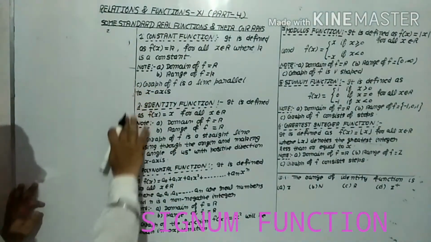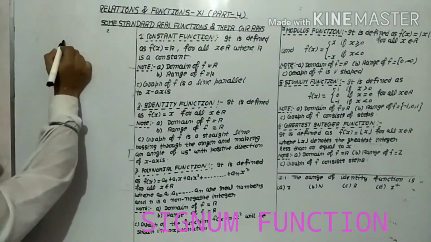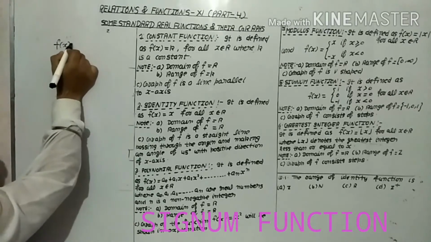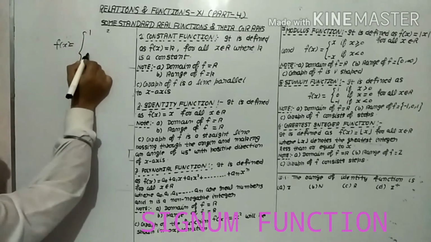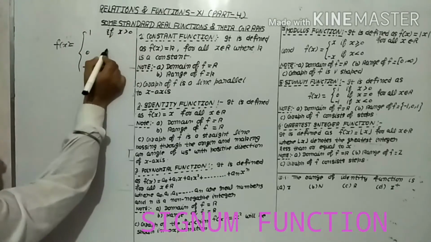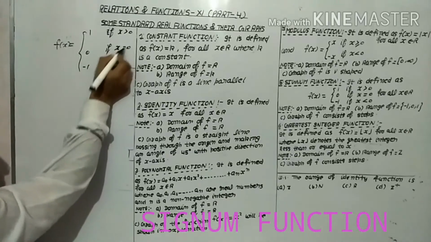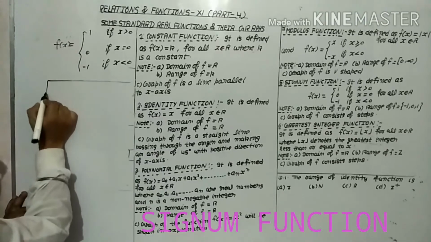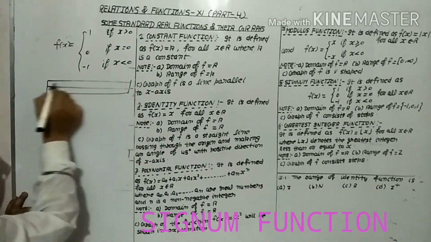Once you draw the graph of this signum function, I'll explain how it is possible, or how you will draw the graph of this signum function. 1, 0, minus 1 if x is greater than 0, if x equals 0, and if x is less than 0. Now look at this. To draw the graph, I'll take a few points.